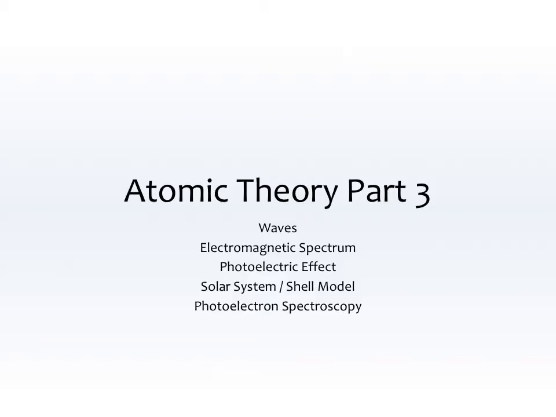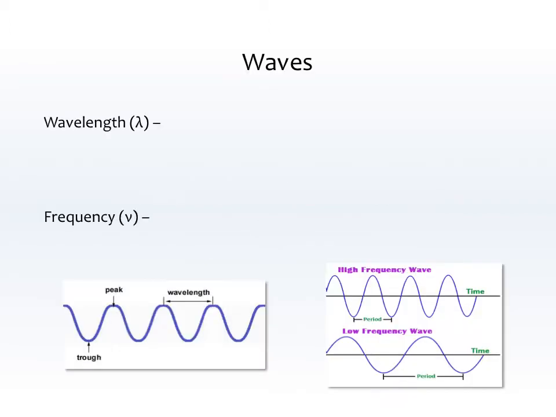In part 3 of this unit, we're going to be talking about waves in the electromagnetic spectrum, which will lead us into the photoelectric effect, and finally a couple of models of the atom: the solar system model, the shell model, and photoelectron spectroscopy. Let's go. So first of all, we need to understand just a little bit about waves and wavelengths and frequencies so that we can figure out how electrons move.